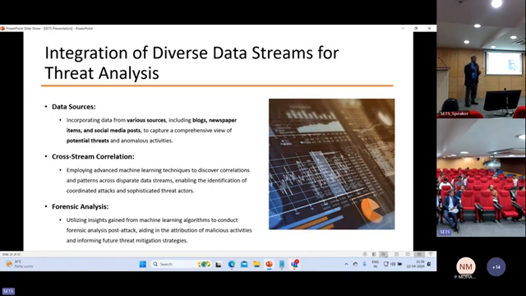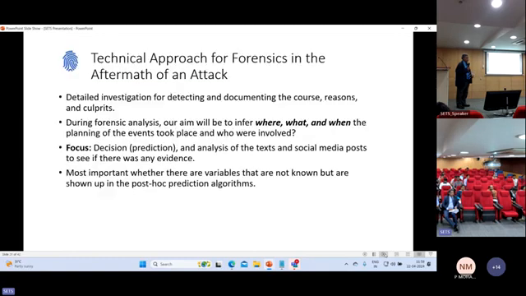So finally, forensic analysis: all of the insights gained from machine learning are used to conduct a forensic analysis of the attack after it is done. This includes attribution of any malicious activities and informing future threat mitigation strategy. So this is the integration of different data spectrums or streams for a given threat analysis.